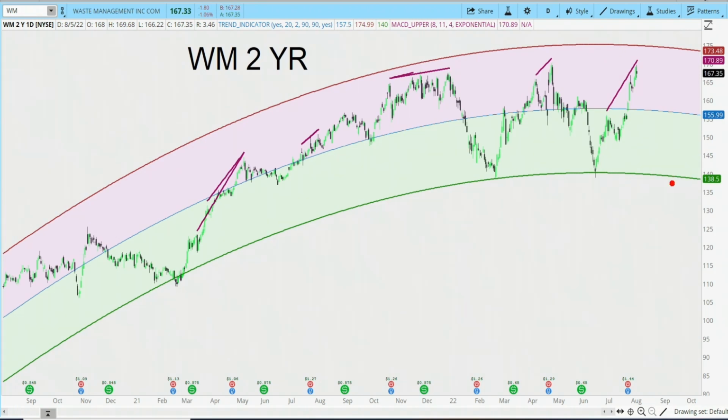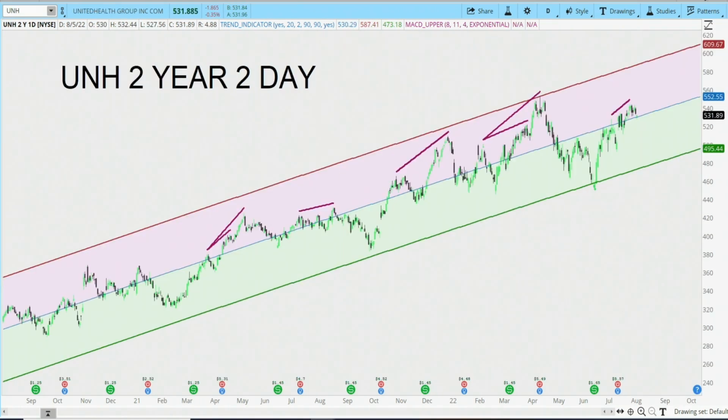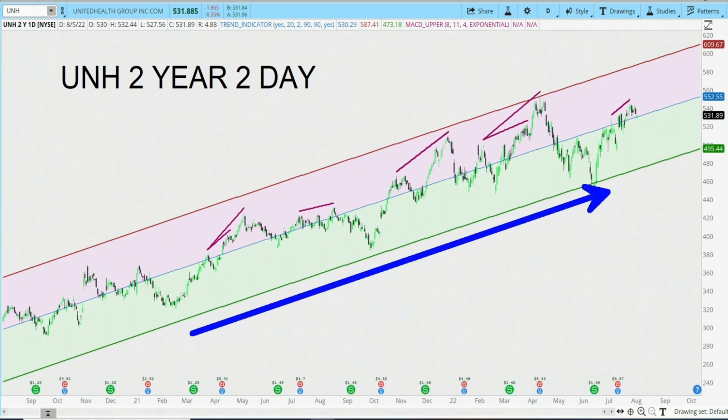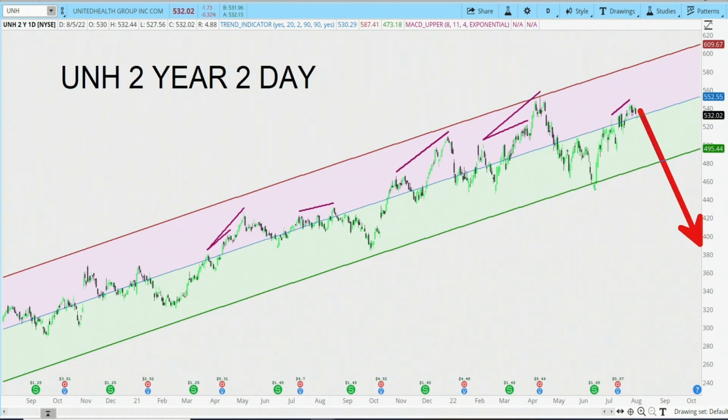This is a very high probability because remember, the SPY is already 20% off of its highs, which would put this ticker down around $135. UNH 2-year 2-day again looks drastically different than the SPY. This chart's going up where the broader market's going down.